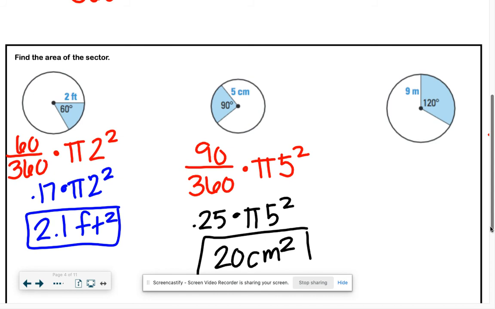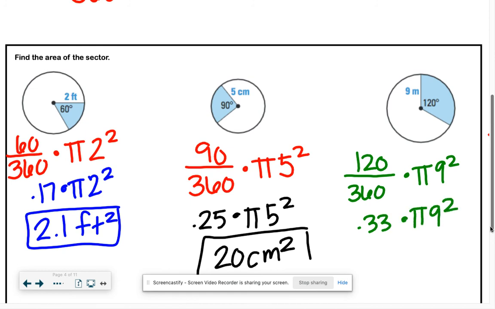Last one. Okay, 120 divided by 360. 0.33. Got 84.8. 83.9. So just 84. Should we do 84? Yeah. Meters squared. Okay, I got 84.8. It just depends how you round. As long as you're within literally 10, we're fine. Okay, that's fine. That's okay.